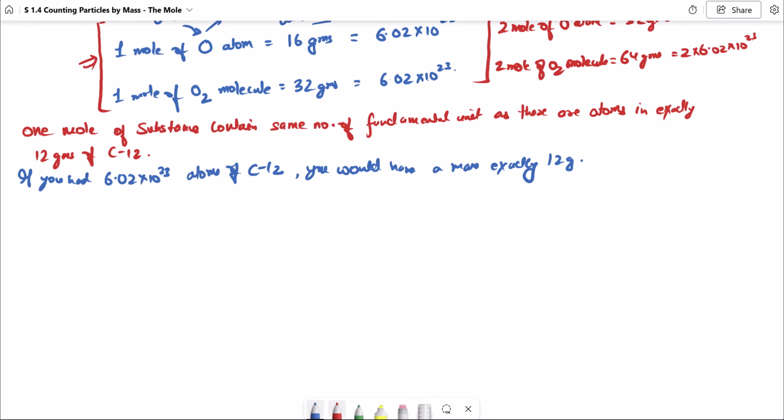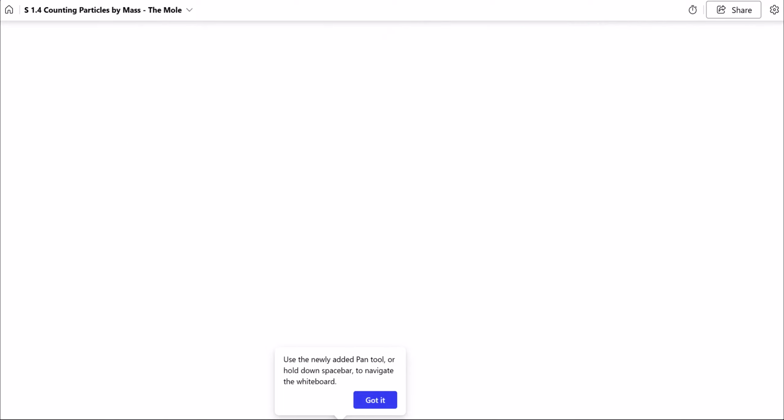With this we can also say, what is the mass of 1 mole of water? There are 2 hydrogens, so 2 into the mass of hydrogen, 1.01, plus oxygen, 16, so this will be 18.02 gram. Did you understand? Let me give you an example, it will be clear.